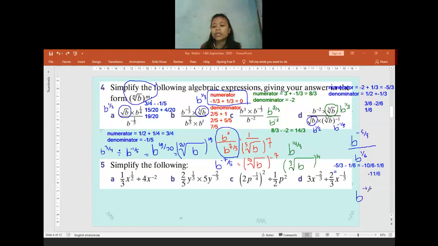by 6. If we change it into root form, it will be the 6th root of p to the power of negative 11. Is there anyone having any questions so far, or is the explanation not clear enough?